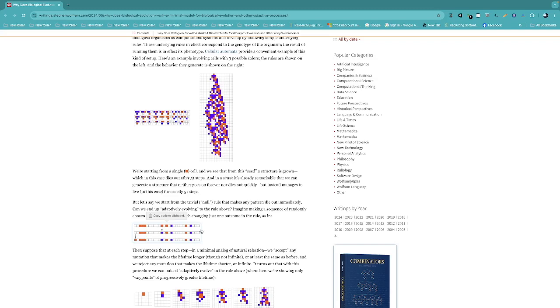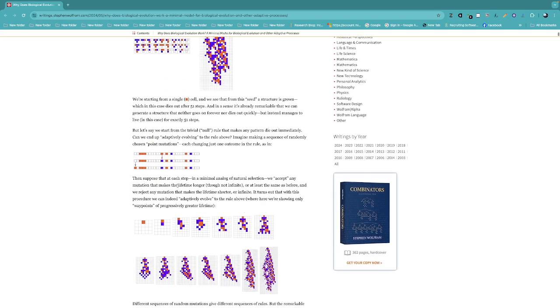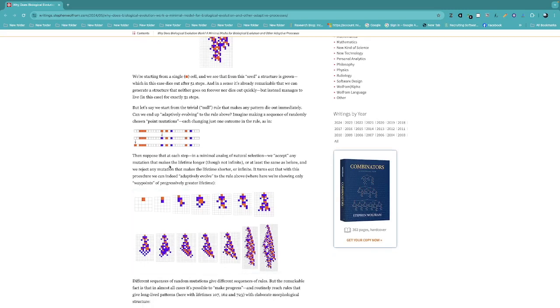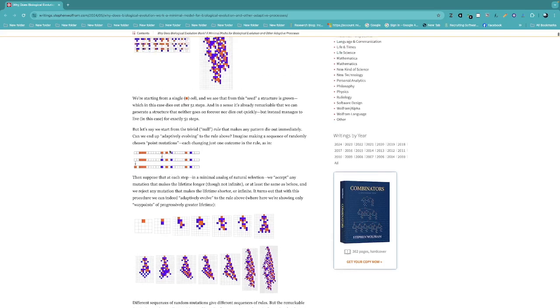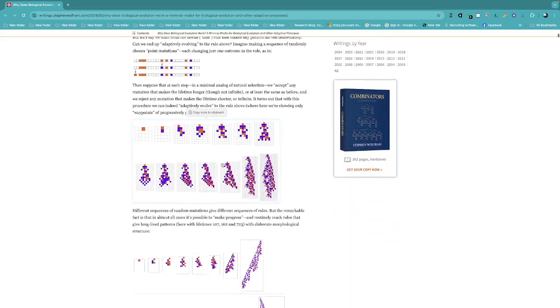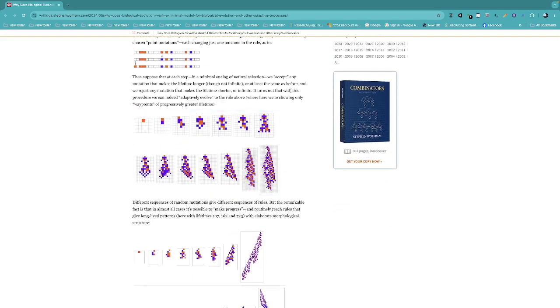In cellular automata, sometimes you get convergence to a single state. Sometimes you get convergence to all zeros or something like that. So this is something that happens in one-dimensional arrays as a consequence of its evolution. So we can actually mutate these rules so that you can avoid this convergence and allow the structure to persist. So it turns out that with this procedure, we can indeed adaptively evolve to the rule above.